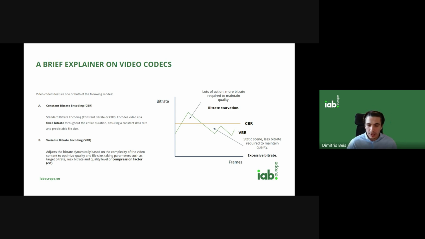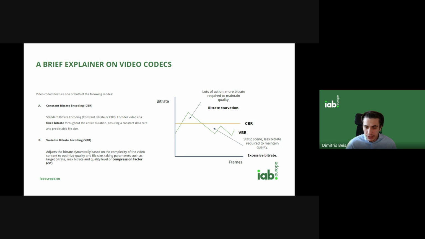Most modern codecs are moving towards variable bitrate encoding, but there still are use cases for CBR as well. Now, the way CBR works is that you have a fixed bitrate throughout the entire duration of the video, which you select when you go to encode. And this ensures a constant data rate and a pretty predictable file size.